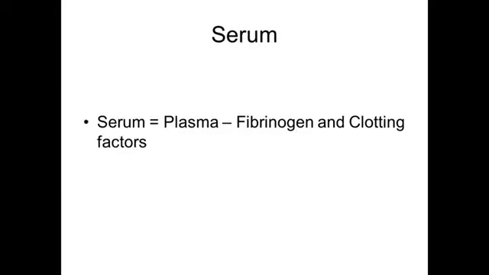Now what is serum? Serum is equal to plasma minus fibrinogen and clotting factors. Hope you understand the different types of blood cells and plasma composition. So here the first lecture in the system of blood is composition and functions of the blood.